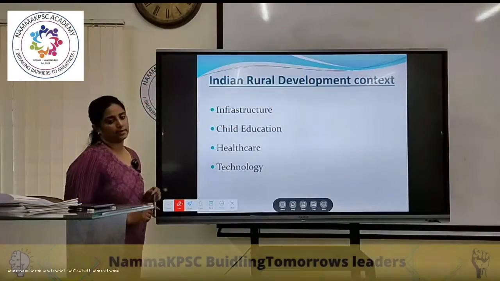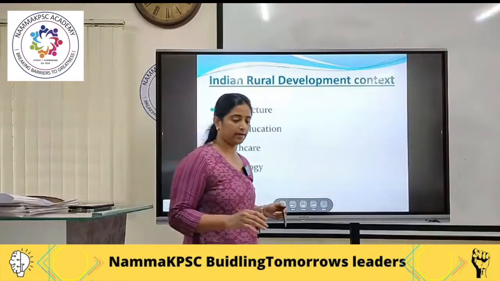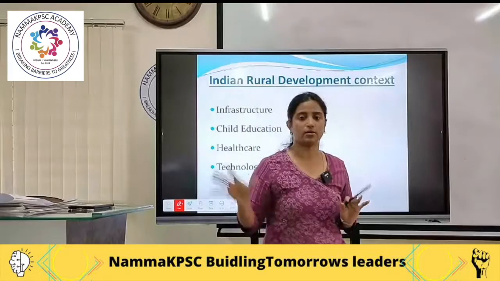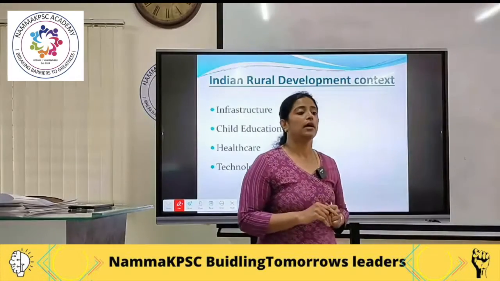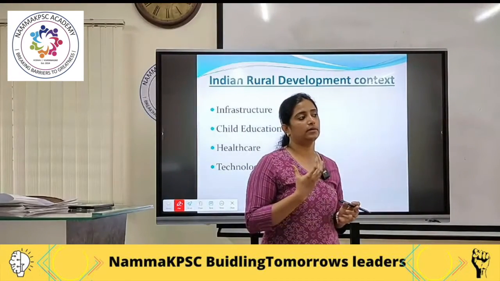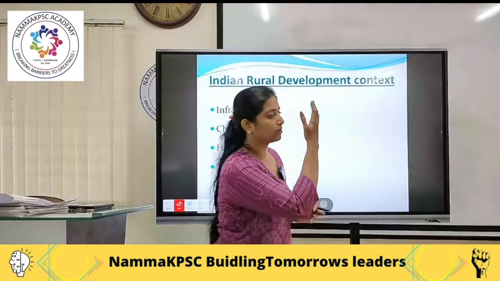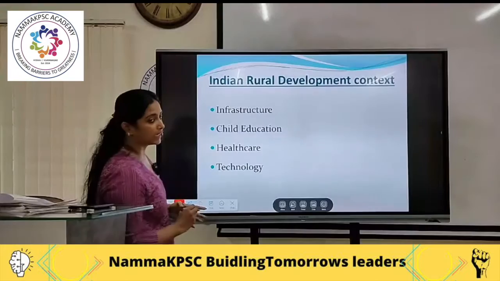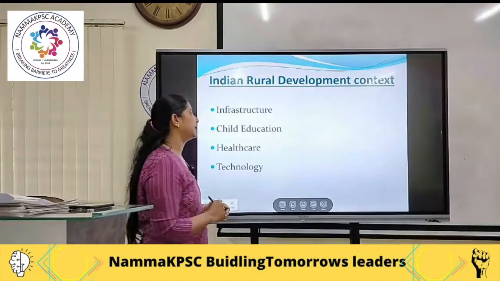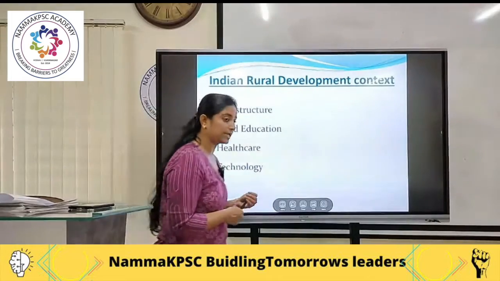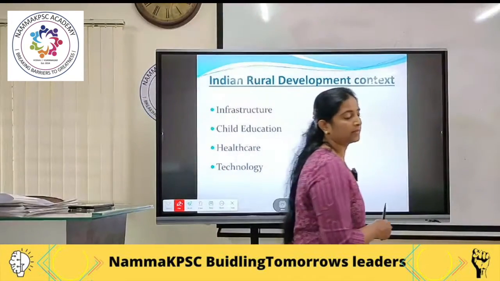In the Indian context, while we were talking about rural development in total, for India, rural development is revolving around certain key areas. So which are those areas? These are those key areas. Firstly, infrastructure, then child education, then healthcare and technology.